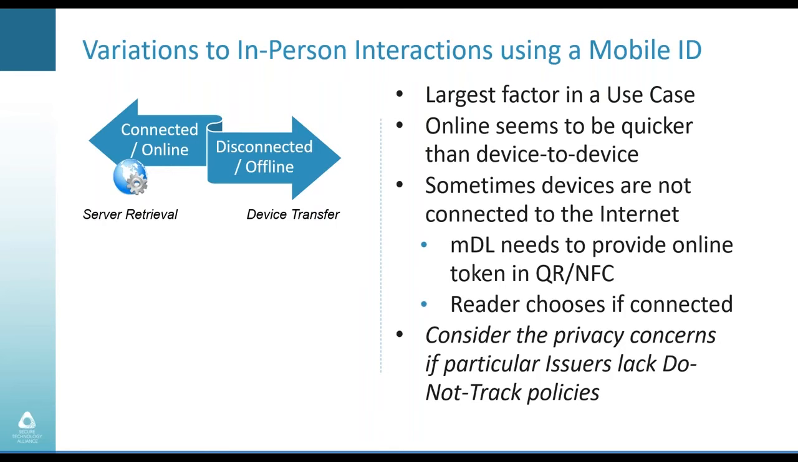As Wi-Fi Aware comes online, that may speed up the data transfer. But sometimes devices are simply not connected to the internet. So there always needs to be, at minimum, a fallback mode, or even the verifier can choose to do the device-to-device transfer. You can go ahead to the next one.